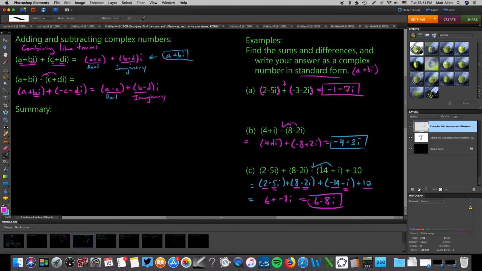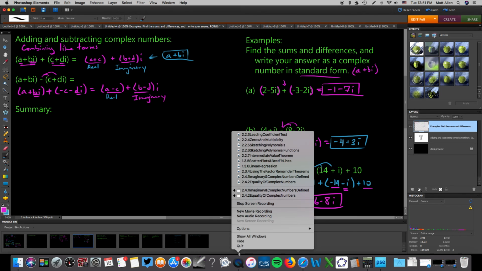So when it comes to adding and subtracting complex numbers, what I want to make sure that you're doing is just essentially combining like terms, being extra specially careful when you have a negative in front of a set of parentheses to distribute that negative.